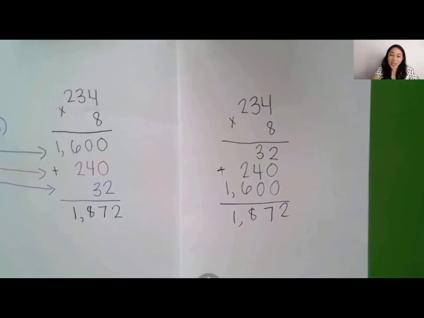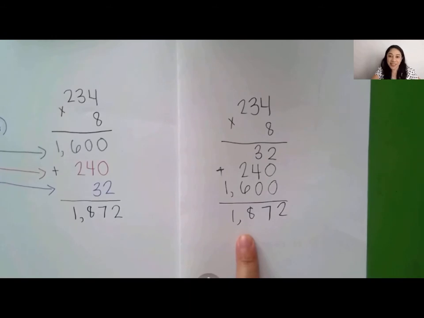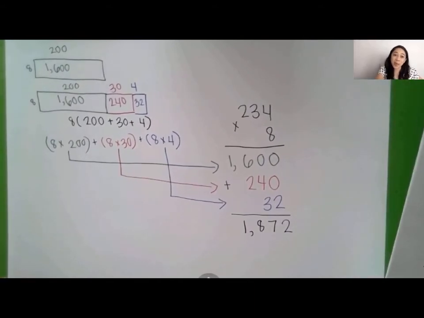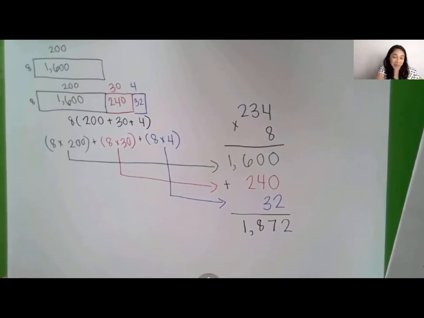Welcome back. Take a moment to compare your work with mine. Here we can see the answer is still the same, 1,872. The order of the addends doesn't matter. That's the commutative property of addition. I can record the partial products using the smallest or the largest unit first. So this rectangle, the area model, is another way to represent the partial products in multiplication.